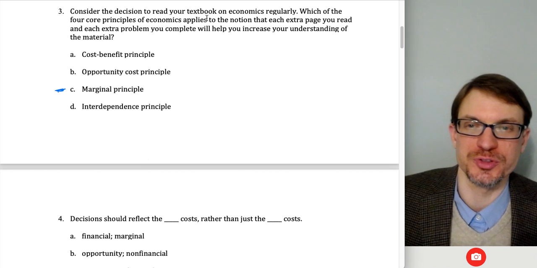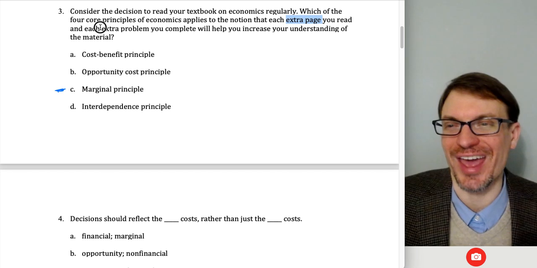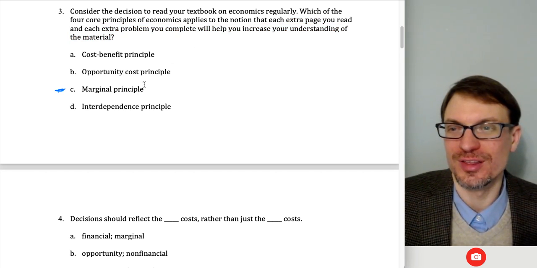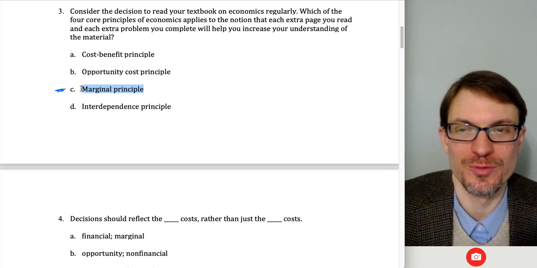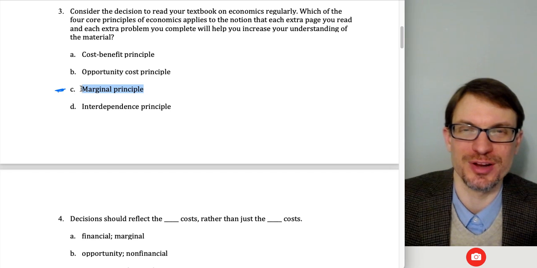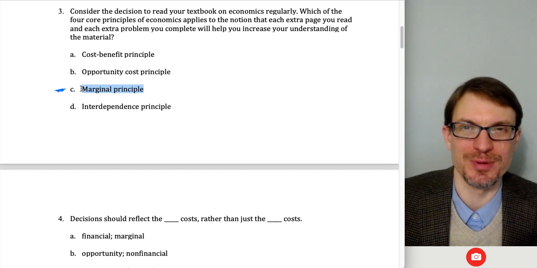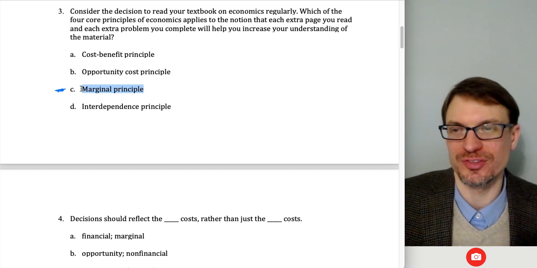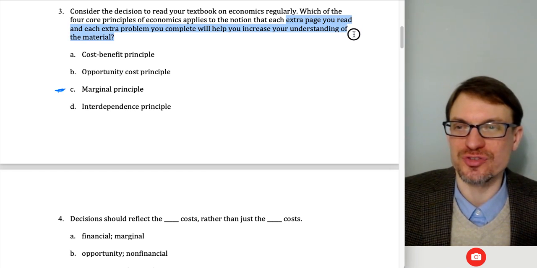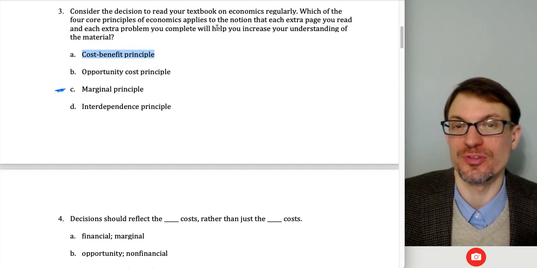All right, so consider the decision to read your textbook on economics regularly. Which of the 4 core principles applies to the notion that each extra page you read and each extra problem you complete will help increase your understanding of the material? It's marginal principle. When I read this, as soon as I see the decision to read your textbook on economics regularly, it starts off like this ought to be an opportunity cost question, about the sacrifice of doing one thing instead of the other. No, the keyword here is extra. We're looking at the value of each extra problem. That's why it's marginal principle and not cost benefit principle, right?